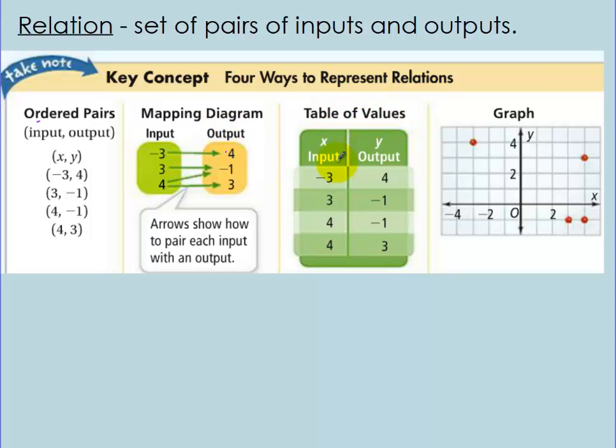Another way is the table, and you'll see this a lot. We've done this before, where we have an input on the left, and then the output that corresponds to the input on the right. Another way is to graph it, usually by taking the table of values and graphing it afterwards. So this point right here is -3, 4. That corresponds to this input-output table, this arrow, and this first ordered pair. These are all the same set of pairs, just four different ways of representing them.